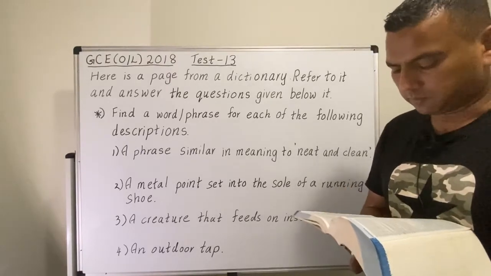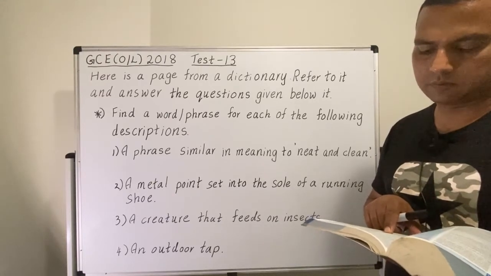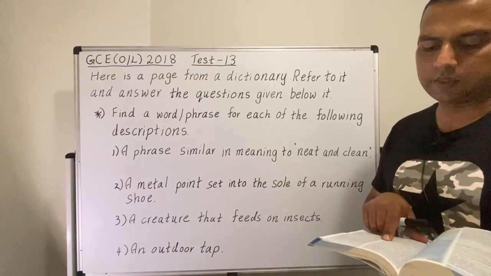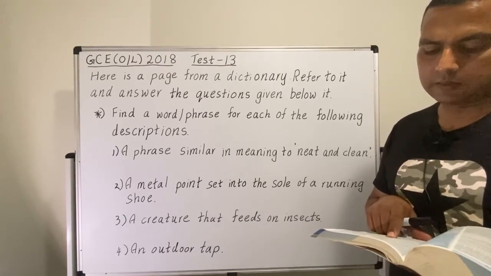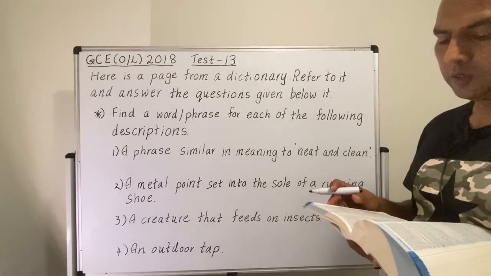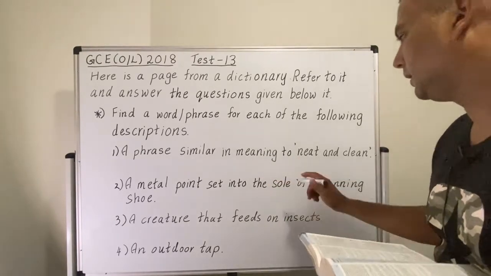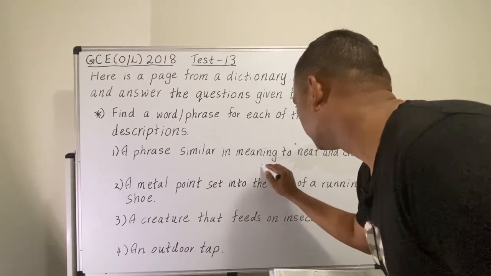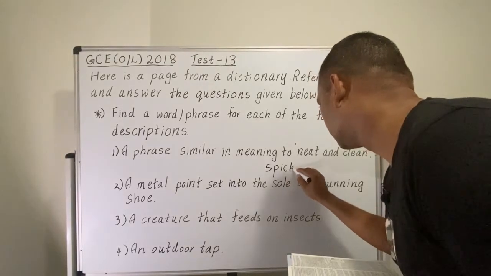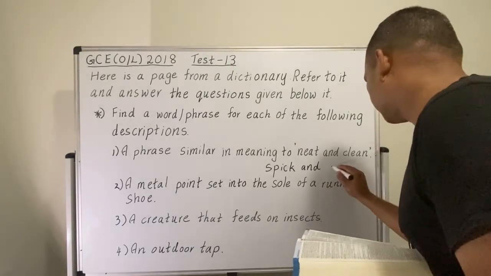So here it's an idiom. Under speak, if you look at spick and span, it says neat and clean. They have also given an example: their house is always spick and span. So what you're going to write here, for a phrase similar in meaning to neat and clean, is spick and span.